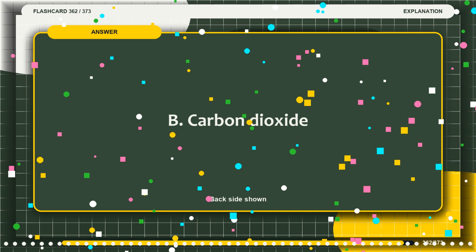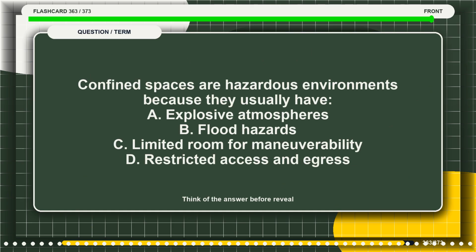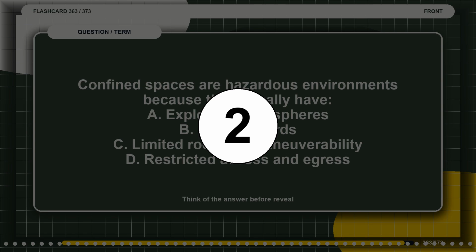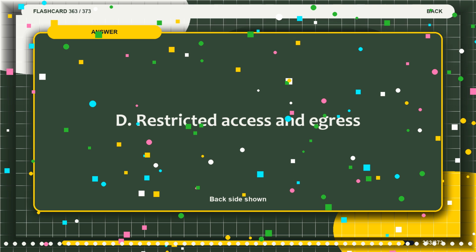Flashcard 363. Confined spaces are hazardous environments because they usually have: A. Explosive atmospheres, B. Flood hazards, C. Limited room for maneuverability, D. Restricted access and egress. Think of the answer before the reveal. The answer is D. Restricted access and egress.